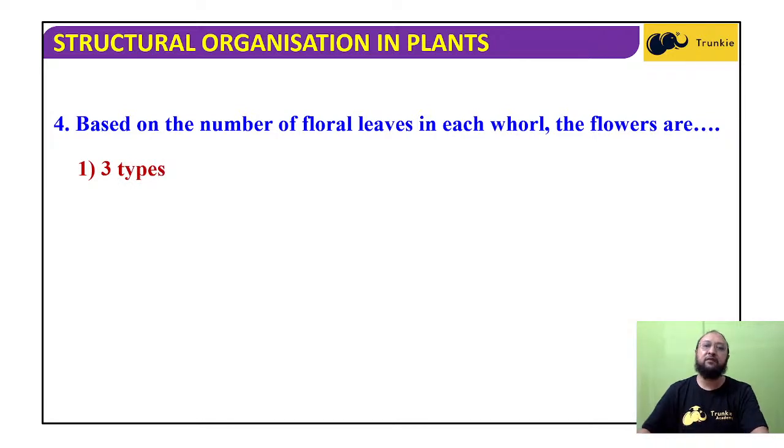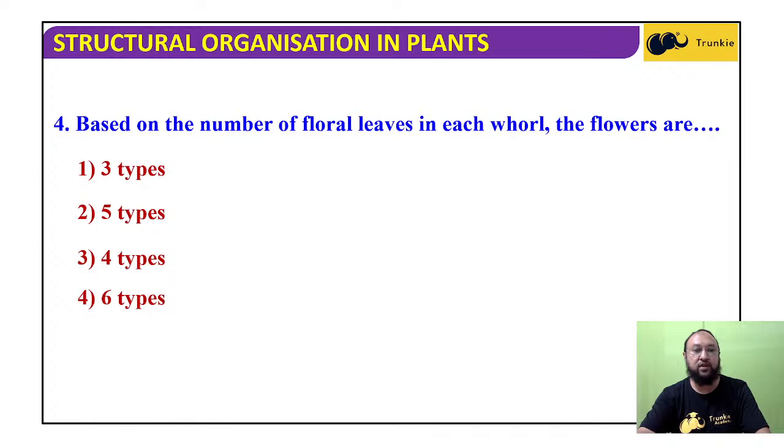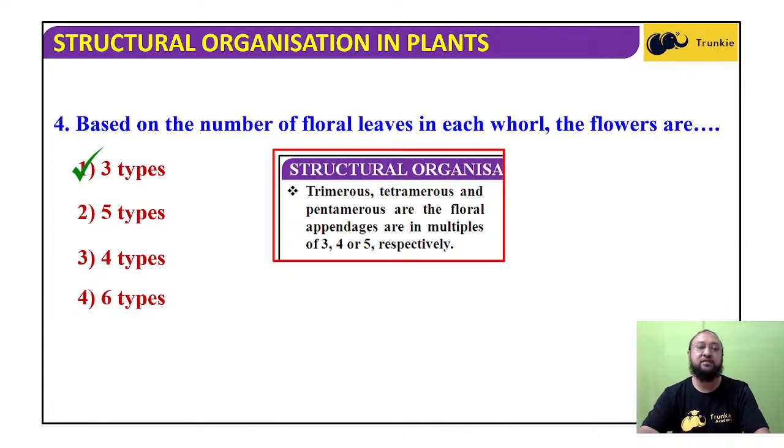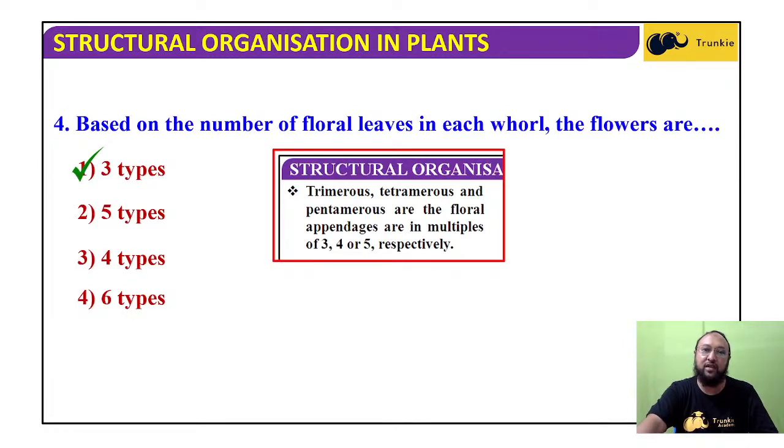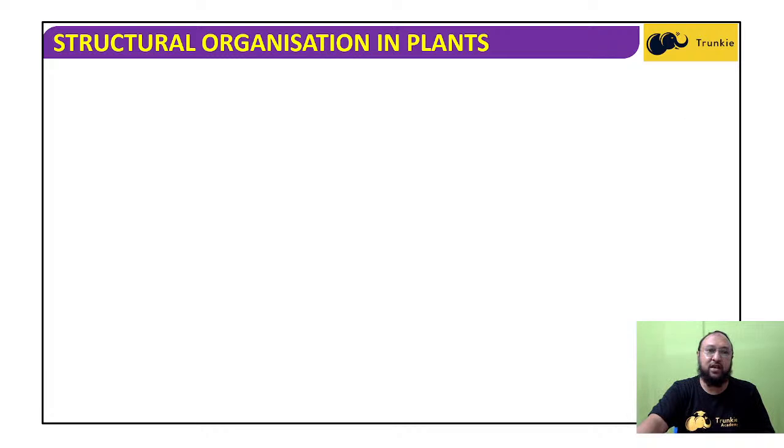Based on the number of floral leaves in each whorl, the flowers are of 3 types: trimerous, tetramerous, pentamerous. If the floral leaves, meaning the petals, are 3, then we call this trimerous. If it is 5, then pentamerous, and if it is 4, then tetramerous. So there are 3 types. The right answer is 3 types.